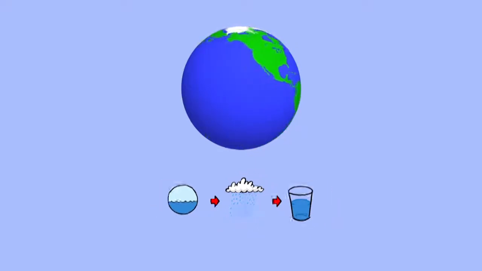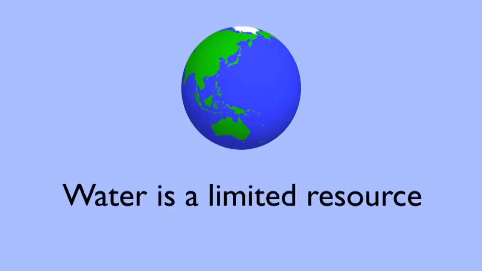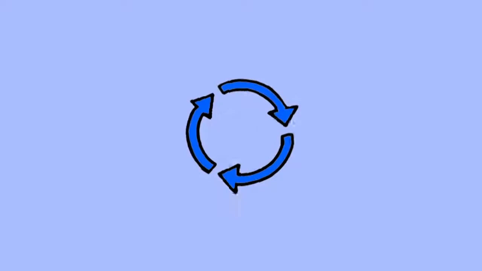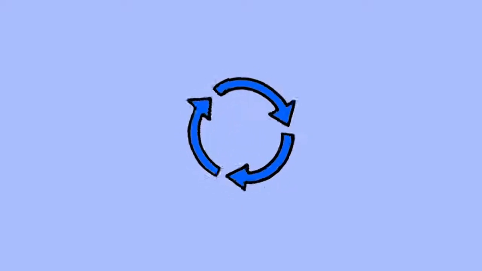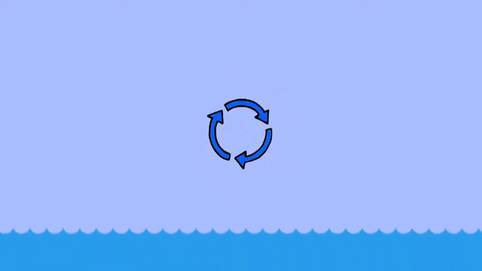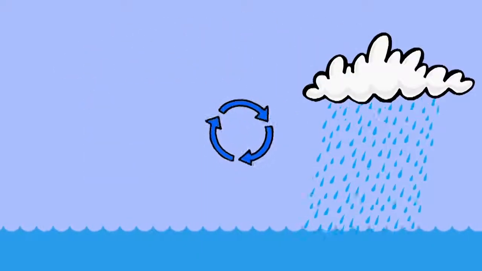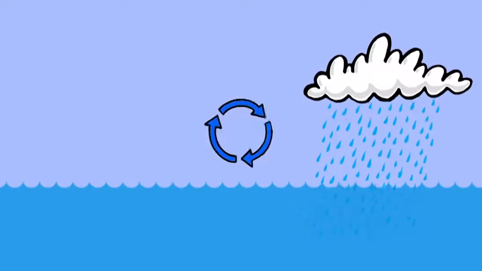You might not have realised it, but the amount of water on Earth is limited. It's continually being cycled round in something called the water cycle. The water cycle has a few main parts. They include evaporation, condensation, precipitation, and collection.